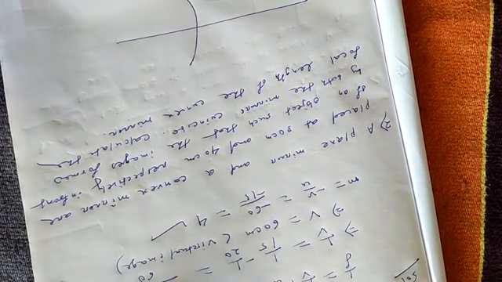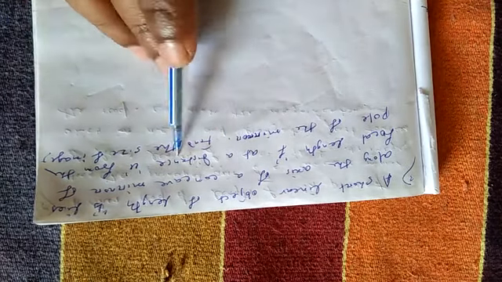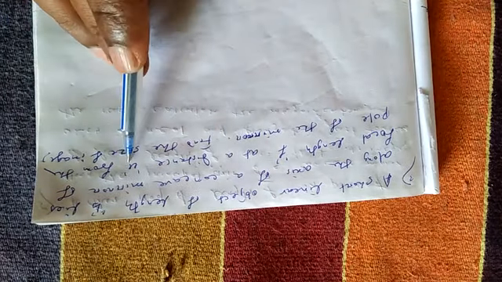Next question is: a short linear object of length B lies along the axis of a concave mirror of focal length F at a distance U from the pole of the mirror. Find the size of the image.